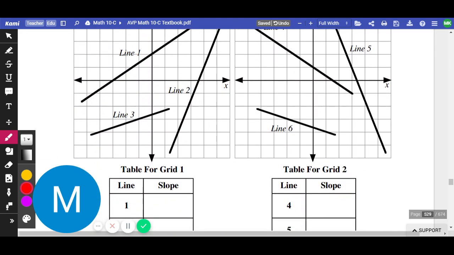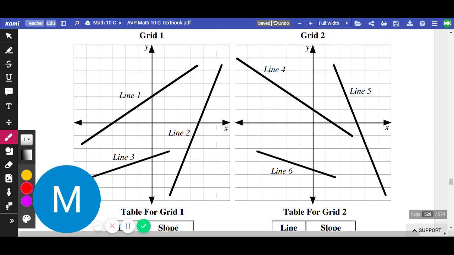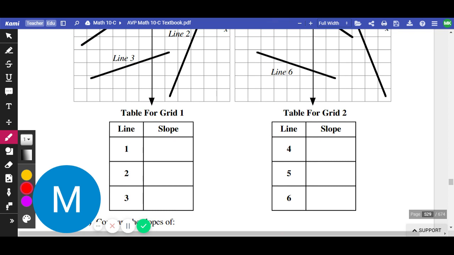We're going to look at some of these slopes right here. And we're going to calculate all the slopes for all 6 of these lines. Actually, I'll let you do it. So there's a chart right below. Try to fill them out for all 6 lines. Do your absolute best.